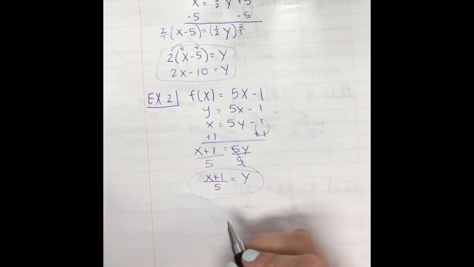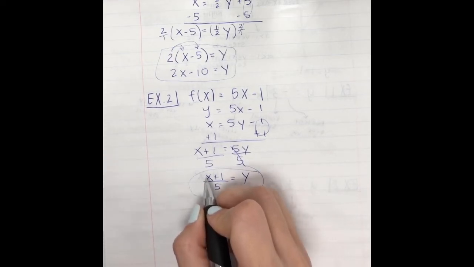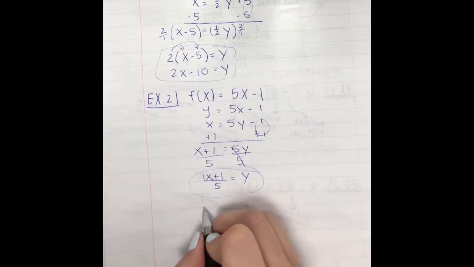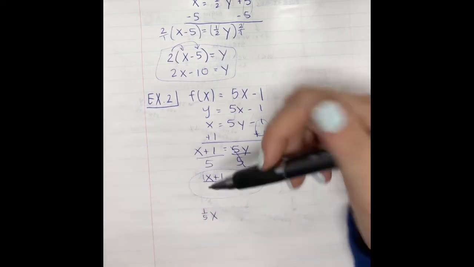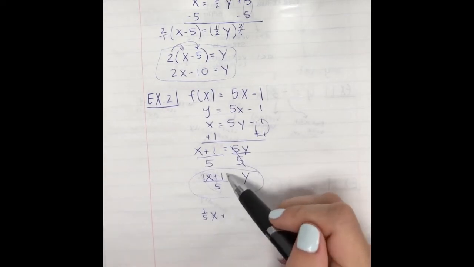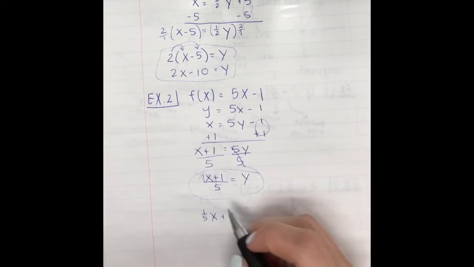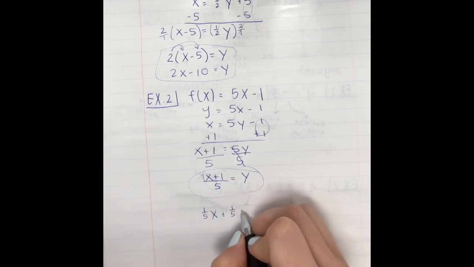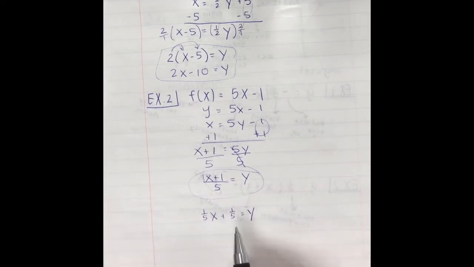Or you could split it up. And there's a 1 in front of that x, so we would have 1/5 x, right? If I look at just this, I have 1/5, plus, and then I look at the 5 underneath this number, so I'd have plus 1/5 equals y. Also a perfectly fine way to write this.